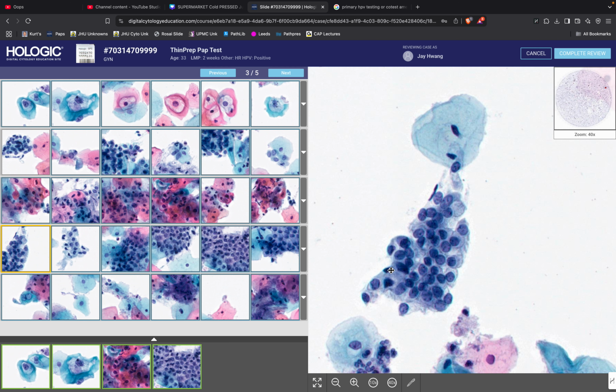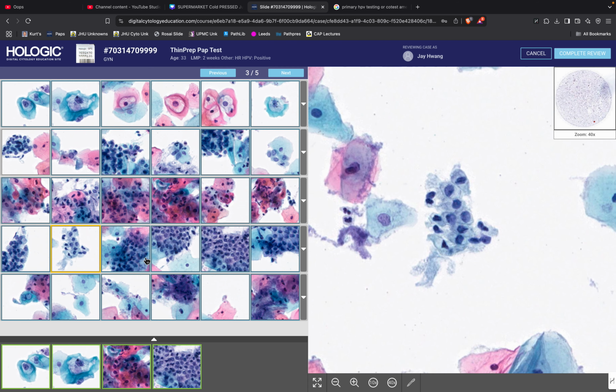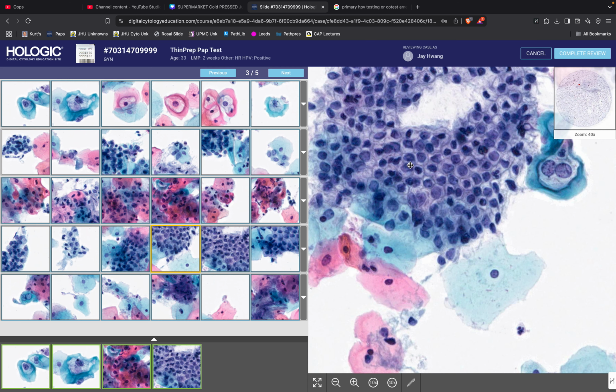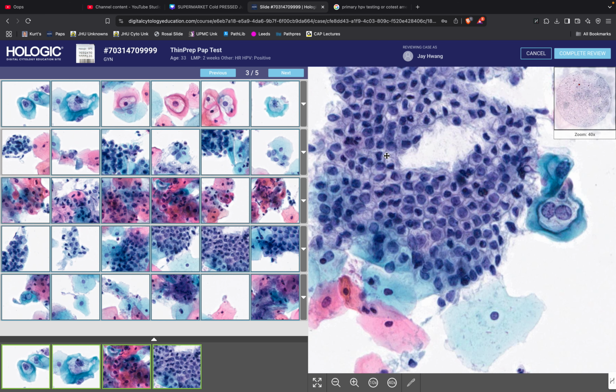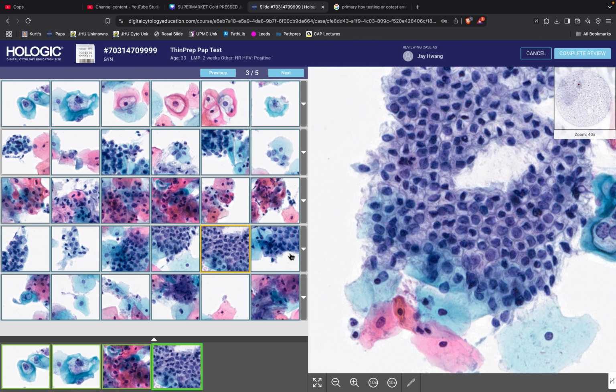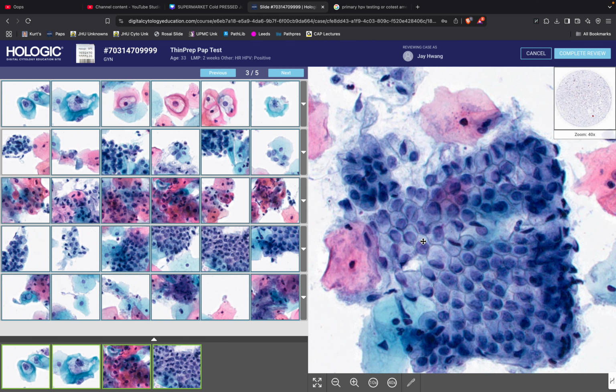The whole point of PAPs is to look for HSIL, because that dramatically increases your risk of squamous cell carcinoma. LSIL can regress. Now here we see these honeycombs without that much inflammatory cells. Maybe there's a neutrophil there, but these are just crisp endocervical cells in a sheet, and we're looking from like a bird's eye view from the top.